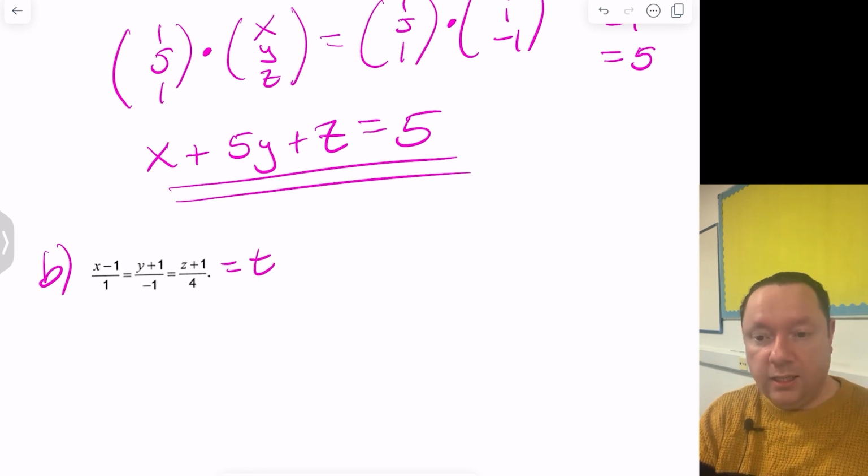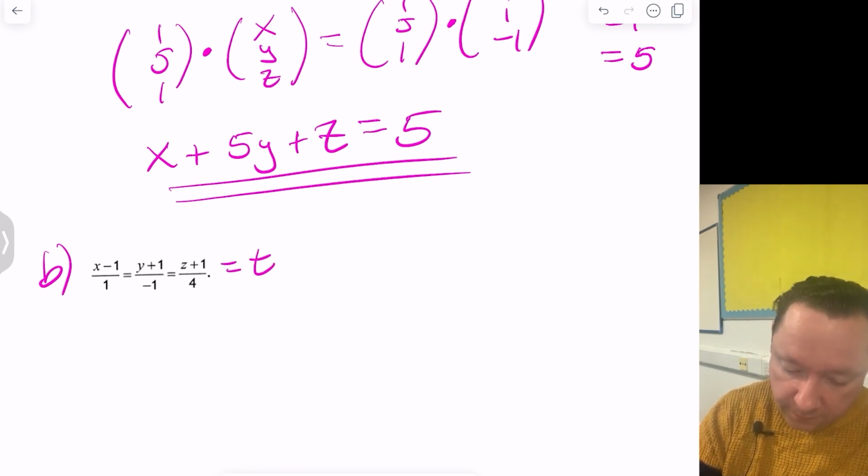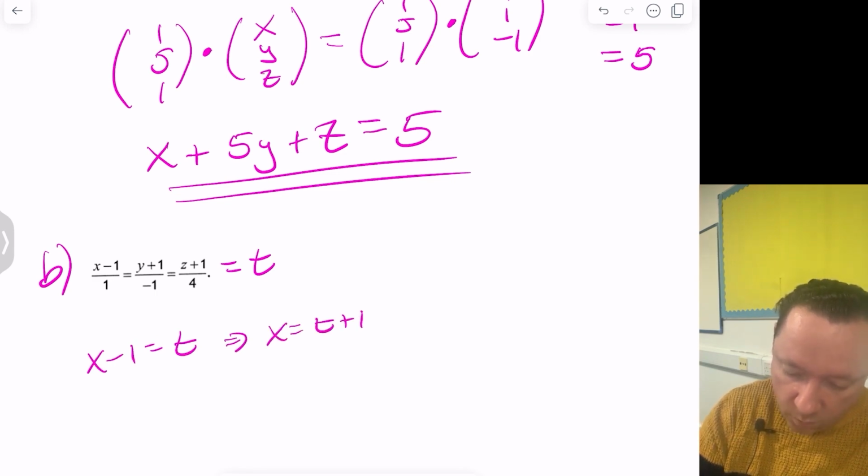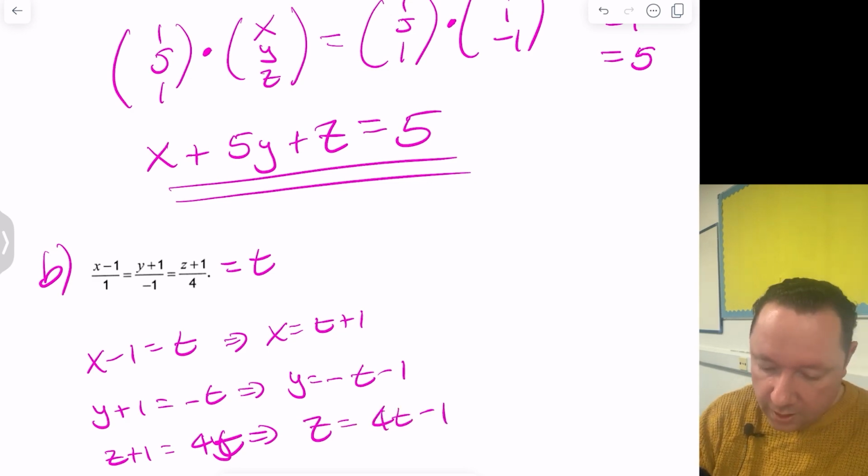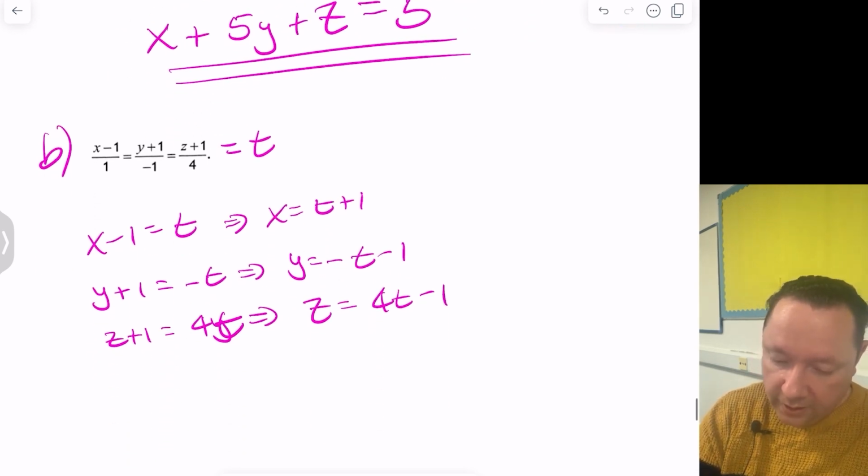I'm going to let that equal, say, t, and then I get x minus 1 equals t, which implies x equals t plus 1. I get y plus 1 equals minus t, which implies y equals minus t minus 1. And I get z plus 1 equals 4t, which implies that z equals 4t minus 1.